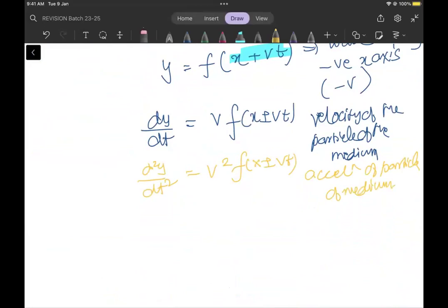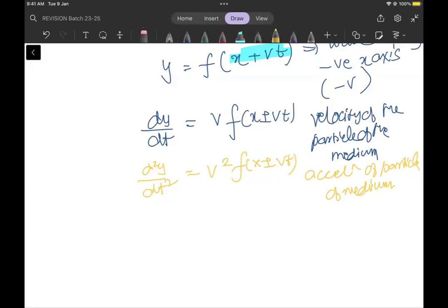So we have, this is the general equation of a wave. Please remember, the key wave equation can be any function of x plus minus vt, provided that the function is well behaved. That means no discontinuities and it is differentiable at all points.